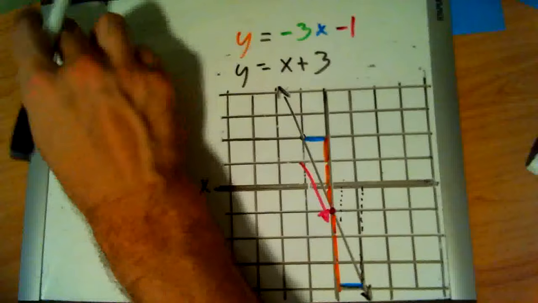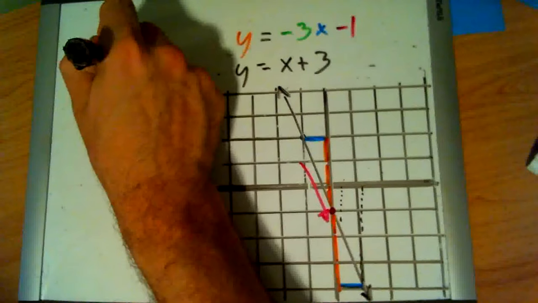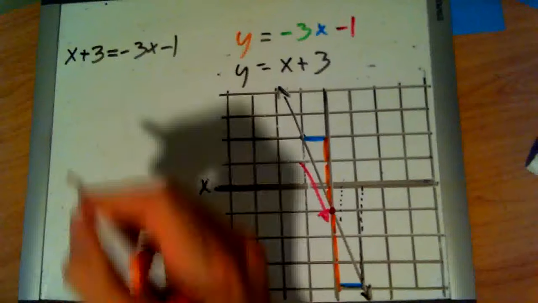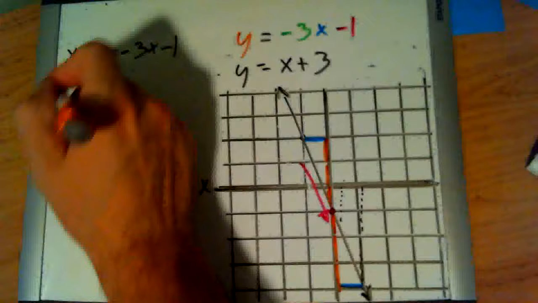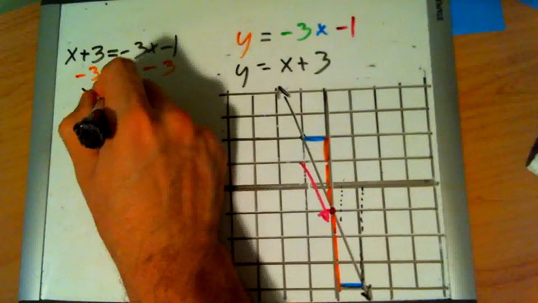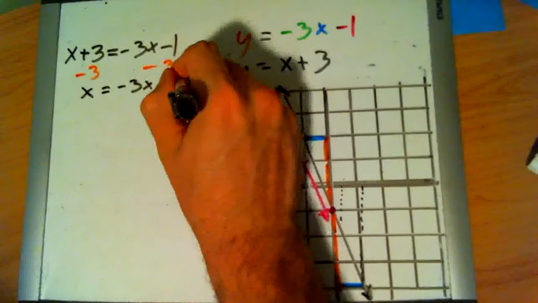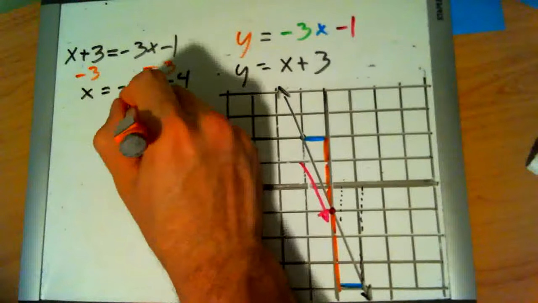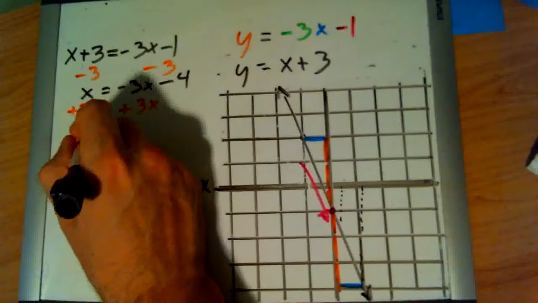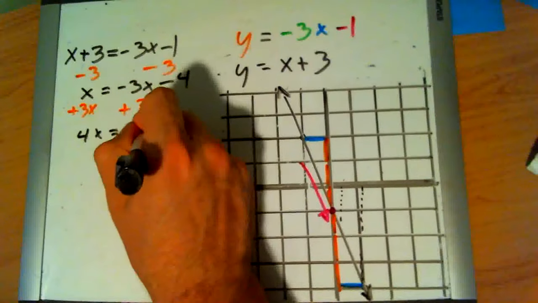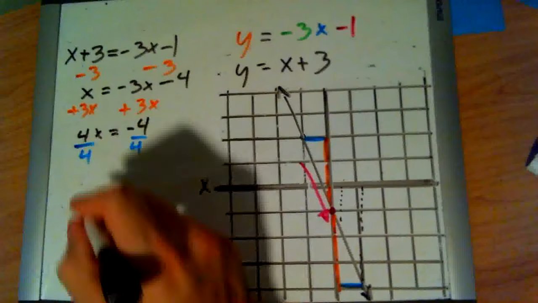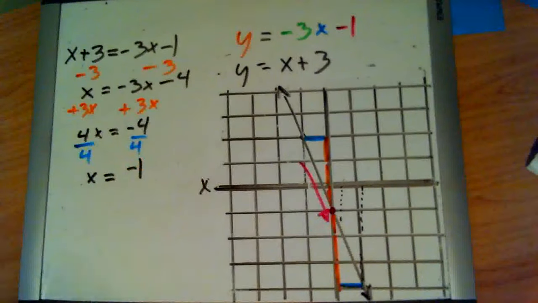So what we're going to do is take the x plus 3, which is equal to y from the second equation, and plug it in place of y in the first equation. So we have x plus 3 equals -3x minus 1. Now let's subtract 3 from both sides to get x equals -3x minus 4. Let's add 3x to both sides to get 4x equals -4. And let's divide both sides by 4 to get x equals -1.